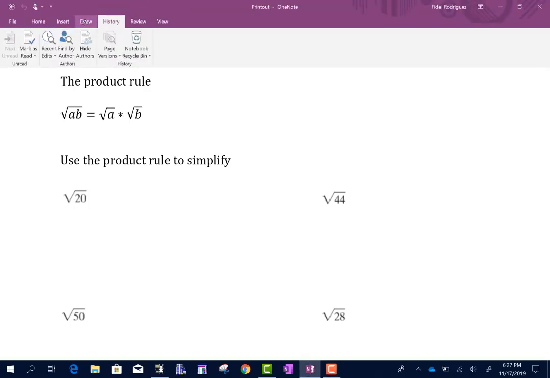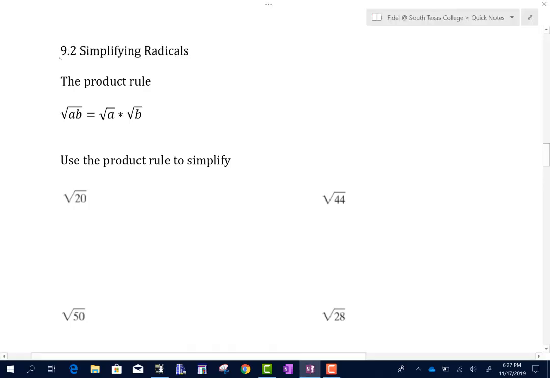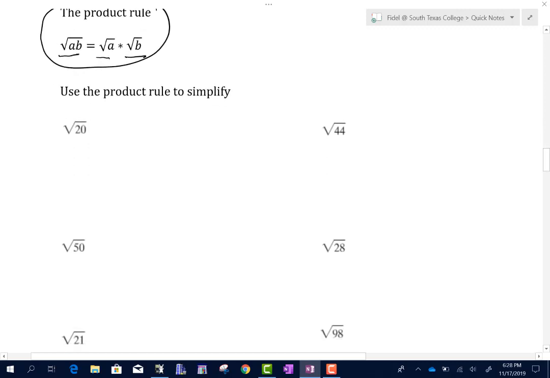All right, so guys, section 9.2, simplifying radicals. We have something here called the product rule, okay? The product rule just says if you're taking the square root of a times b, you can break this up into the square root of a times the square root of b. The reason we're doing this is we're going to try to simplify numbers that are not perfect squares.